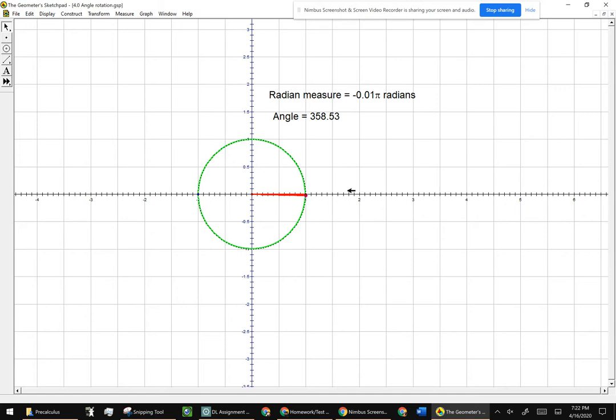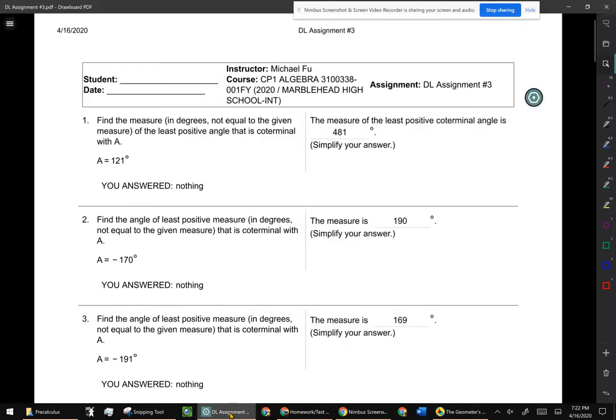And you can go past 360. But understanding that is sort of the main thing about this. So let's do example 1. And it says, find the measure in degrees not equal to the given measure of the least positive angle that is coterminal.